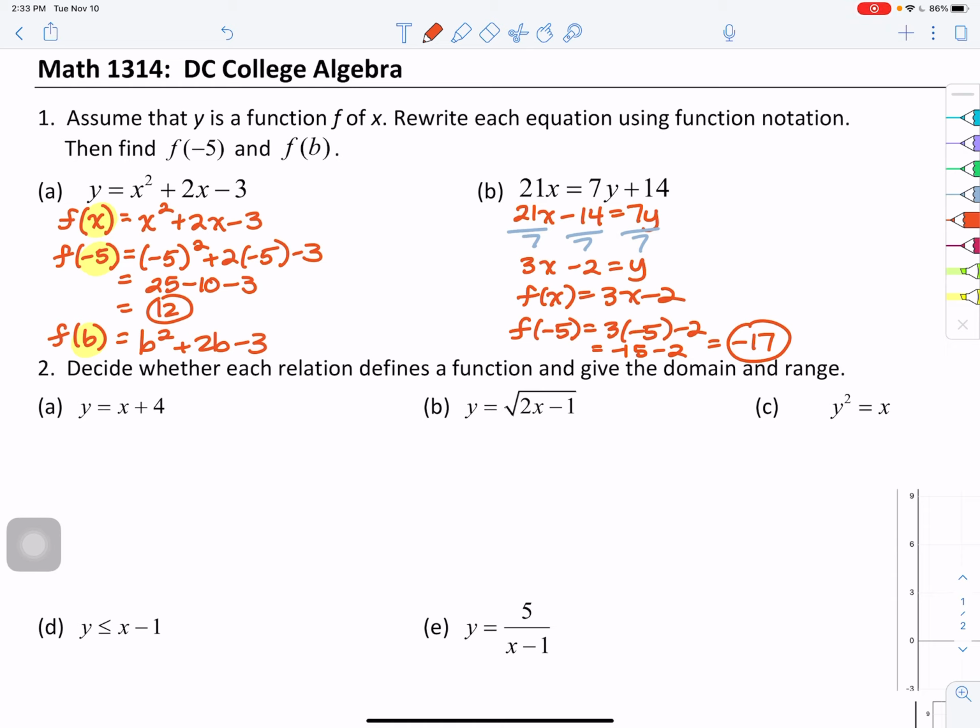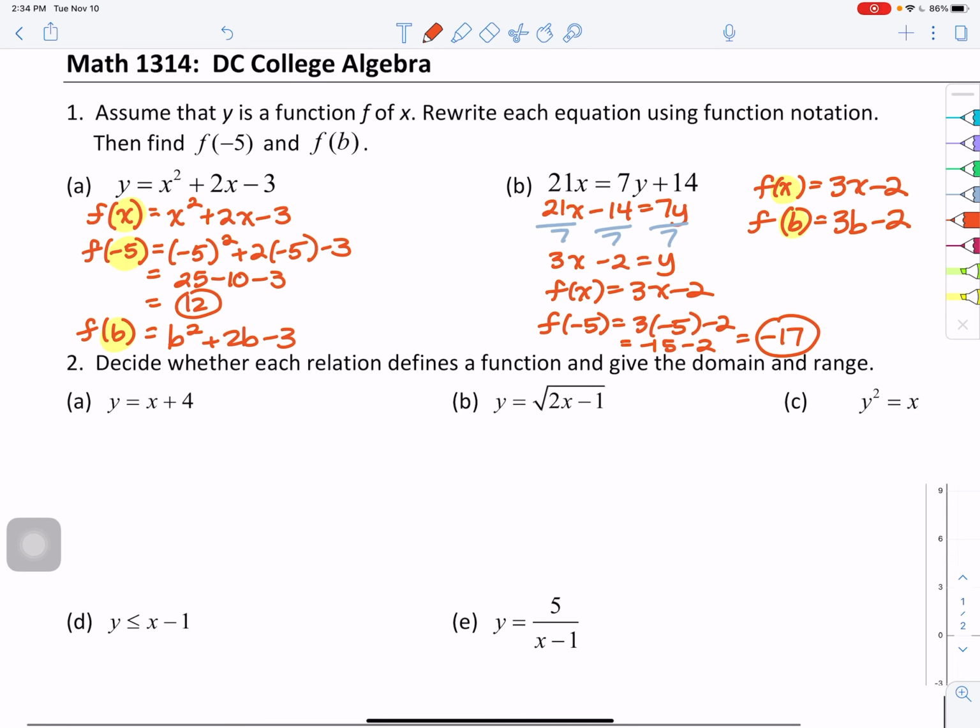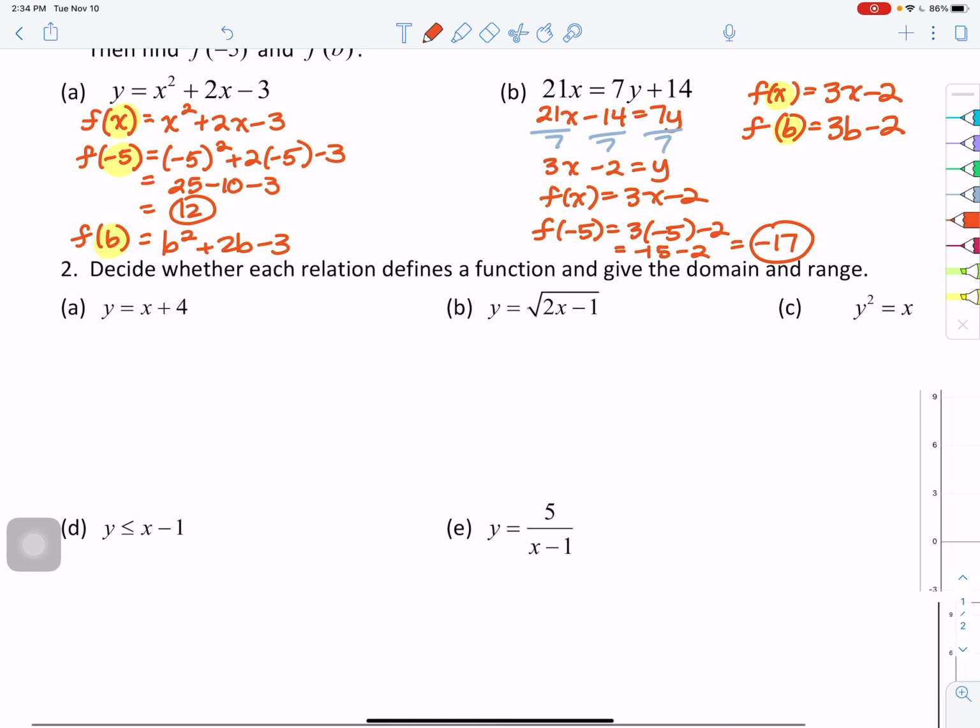Okay, now let's go ahead and write f of x equals 3x minus 2 up at the top. And let's now find f of b. And as you note here, we're replacing x with b. So we have 3b minus 2. Now, let's just check this here. 3 times negative 5, negative 15. Yep, that's correct. Okay, let's go on to domain and range.